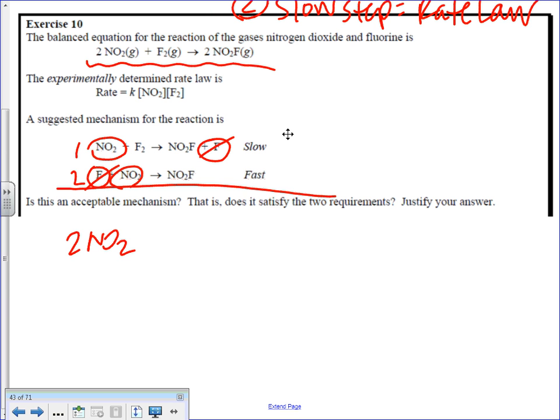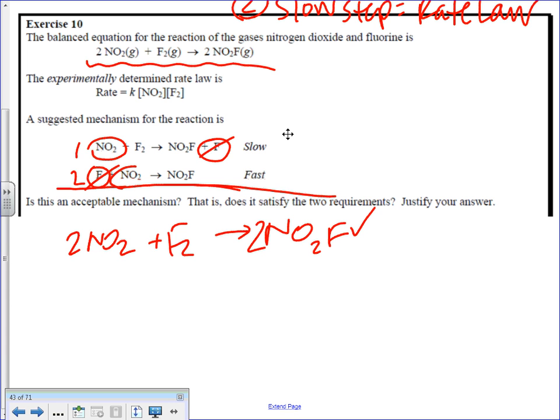NO2? Not quite. I just covered it up, but these are both on the product side, so they actually sum together. So it makes two of them. So this F2 stays, and two NO2Fs are made. Okay, so does this reaction match the BCE original?